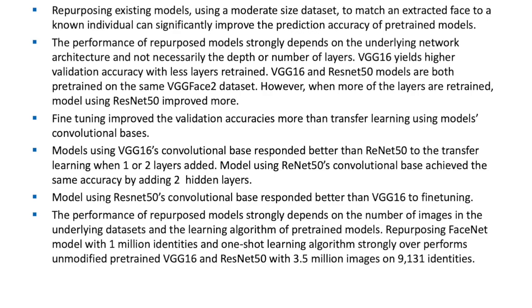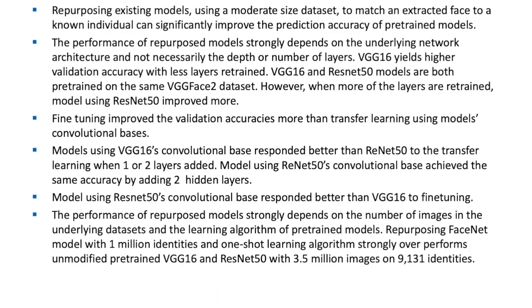Even in transfer learning, VGG 16 with one layer achieved the 94%, but ResNet 50 only achieved it when added 2 layers. Then we saw that fine-tuning improved the validation accuracy of both VGG 16 and ResNet 50 models. Models using VGG 16's convolutional base responded better than ResNet 50 to transfer learning, regardless of adding 1 layer or 2 layers. But ResNet 50 only achieved that accuracy when added 2 layers.